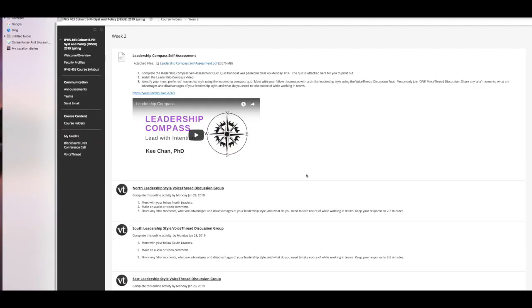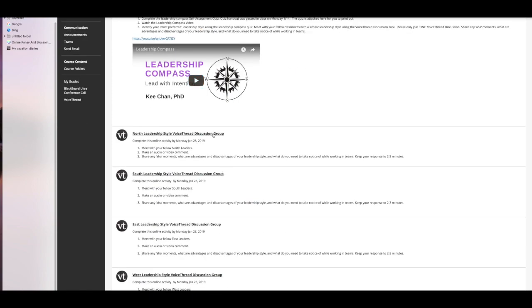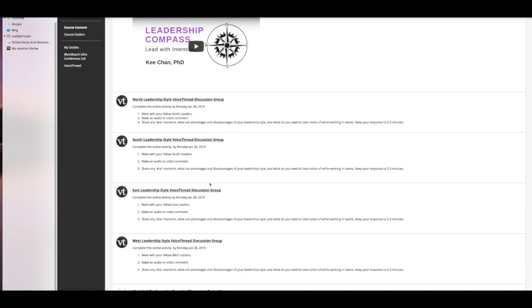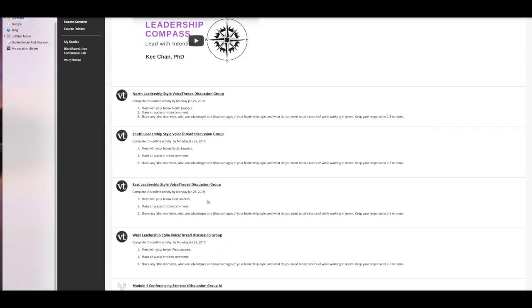Folder to find the weekly course material. For example, in week 2, we will go over a leadership compass where you will complete a self-assessment of your leadership style. Knowing your leadership style is an important step in management and leadership in public health. You need to understand yourself in order to lead a team and then lead an organization. And with this momentum of leading your organization, you can then lead change in public health.